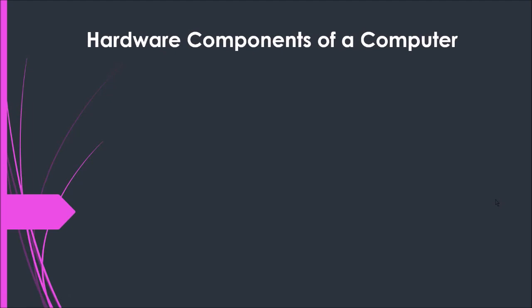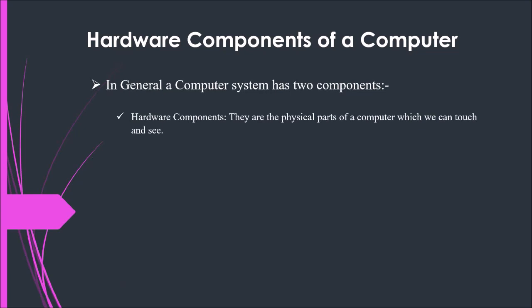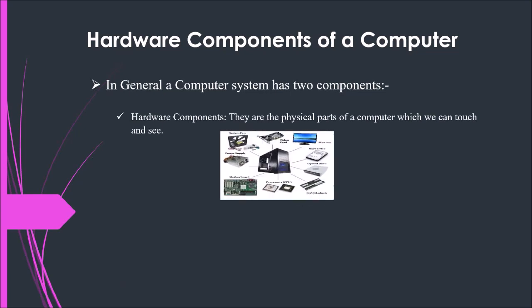A computer system has two components, generally hardware and software. Now, what are hardware components? The hardware components are the physical parts of a computer which we can touch and see. Some of the examples are keyboard, mouse, monitor, printer, etc.